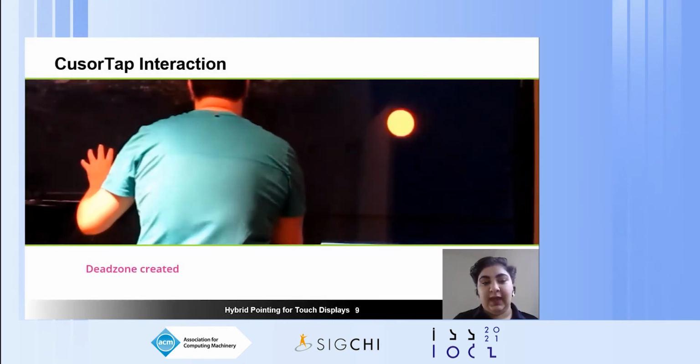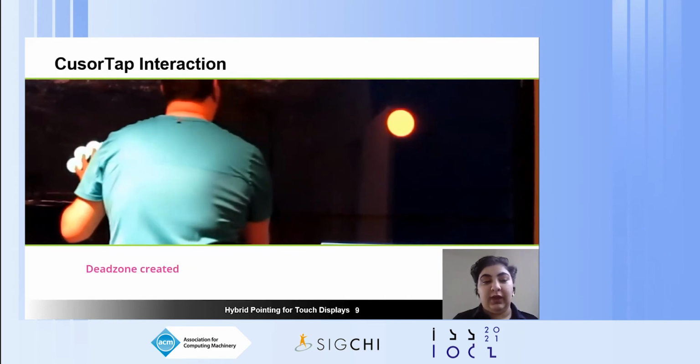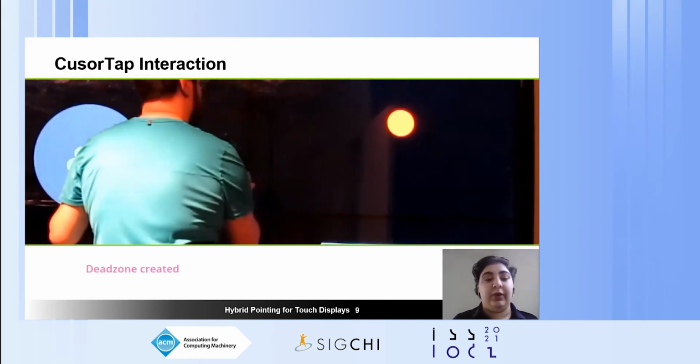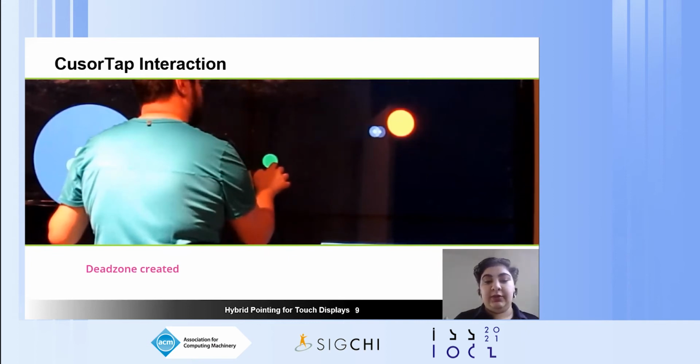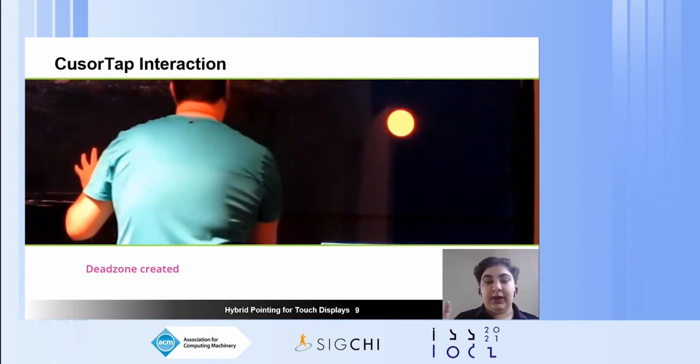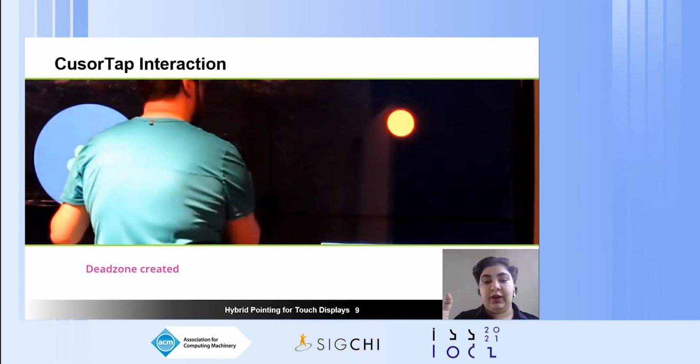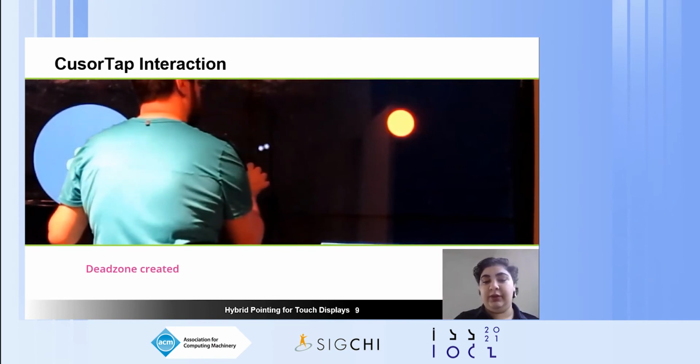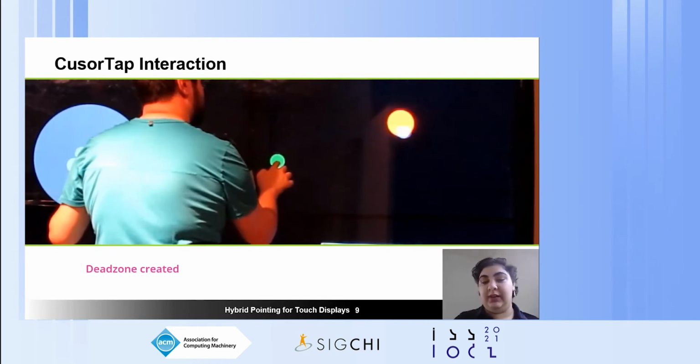we'll see that on the left hand, multiple fingers, more than 3, are used to create a dead zone. Then on the right hand, 1 finger has been used as creating the cursor outside the dead zone. And then he moves his right hand with the 1 finger touch point as a cursor and then taps to simulate a click.